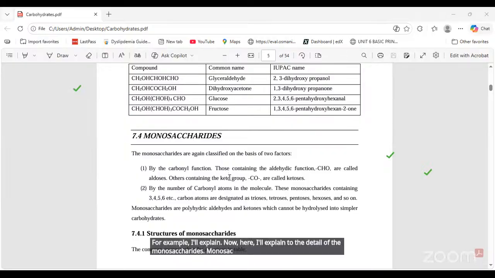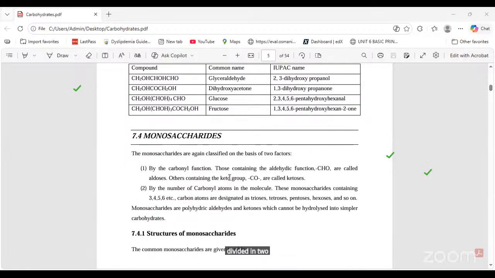Monosaccharides are again divided into classes on the basis of two factors. The first one is by carbonyl function. Those that contain this one are called the aldehyde function.